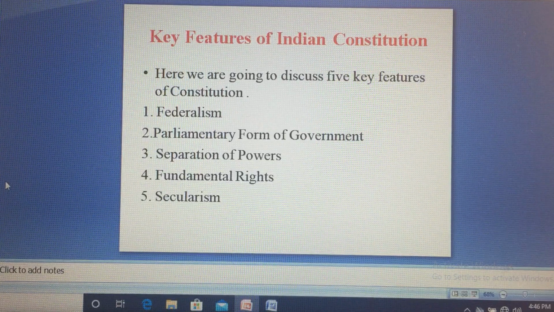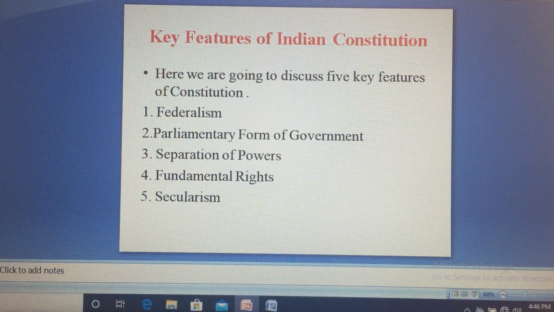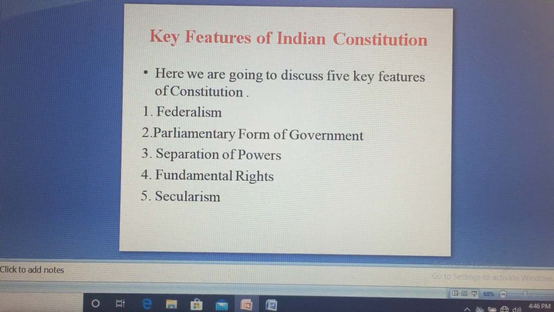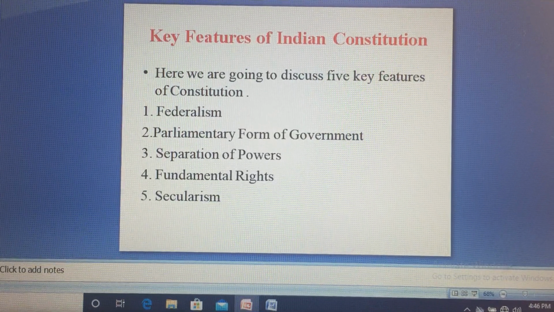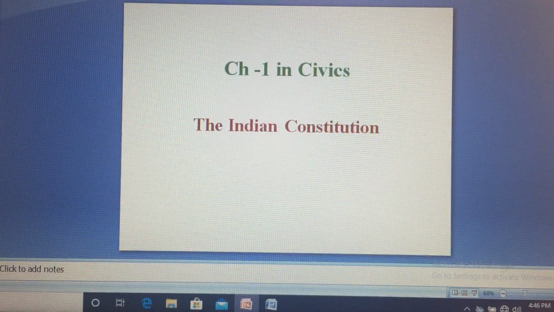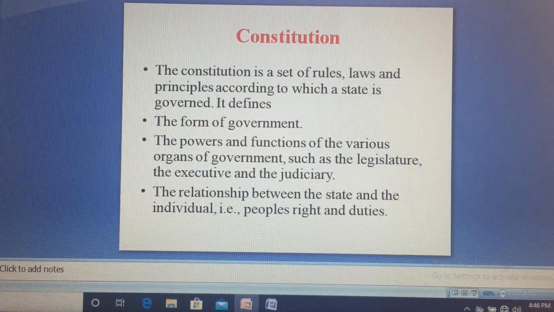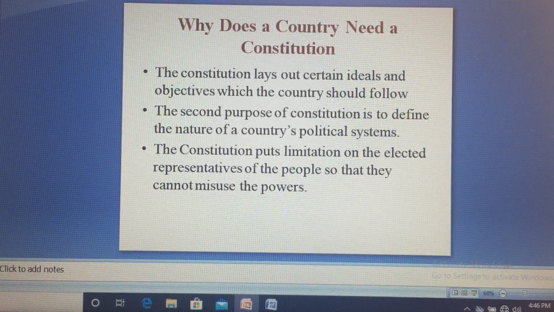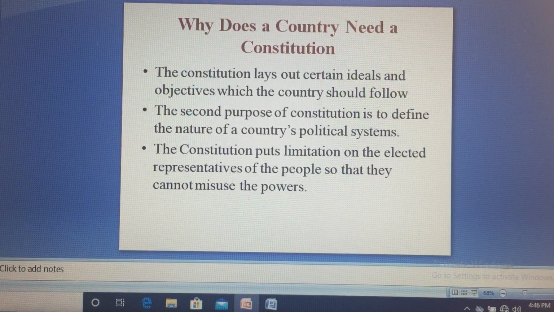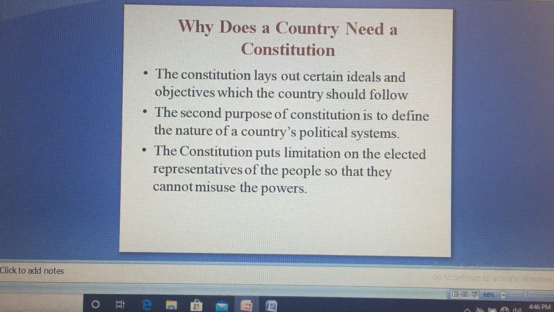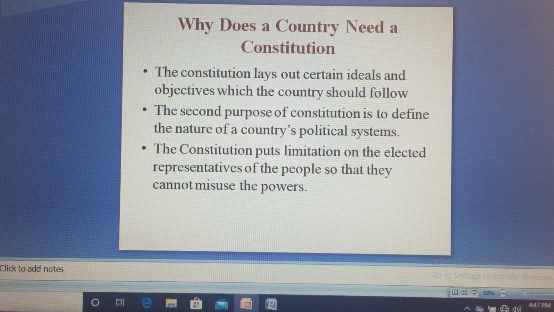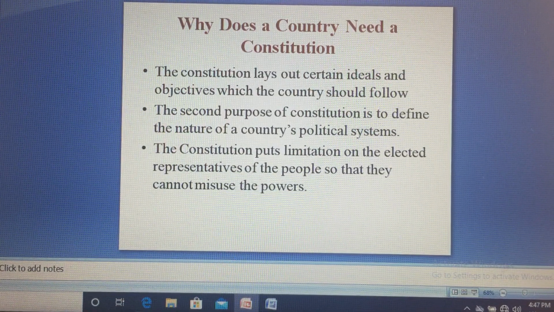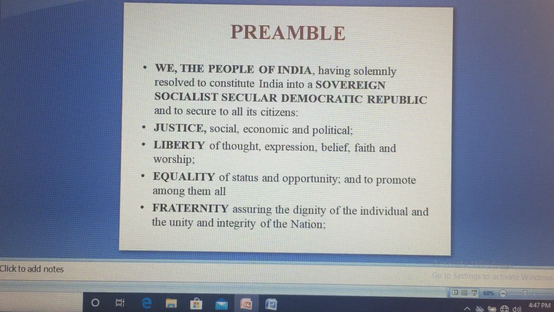Before we do that, let's do a quick recap of what we did in the previous three lectures. We discussed what exactly the Indian Constitution is, what it defines, what it contains, and why we need a constitution. Why does any country need a constitution to define the different powers of the political system, the type of government, and its functions? All these things we discussed in detail.